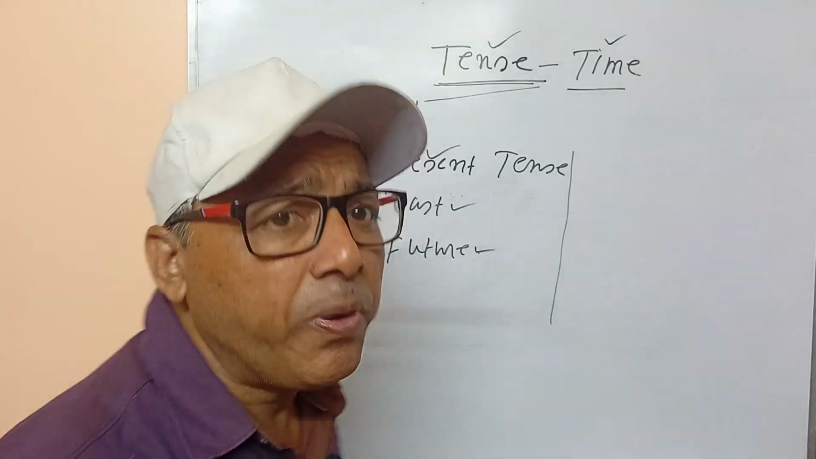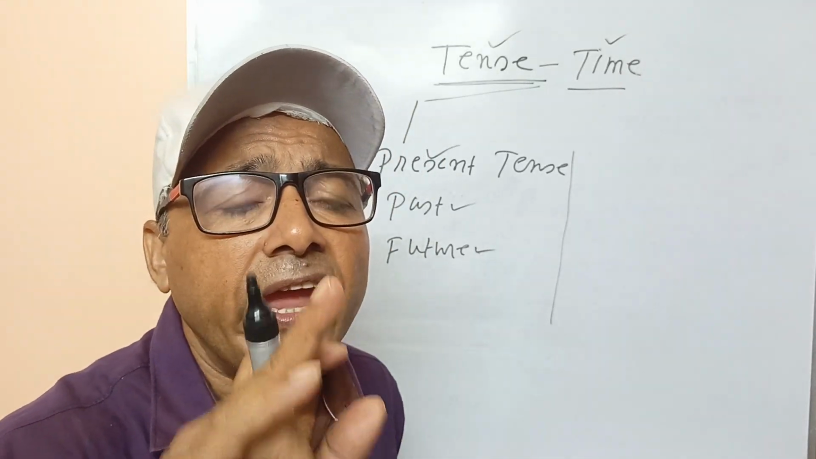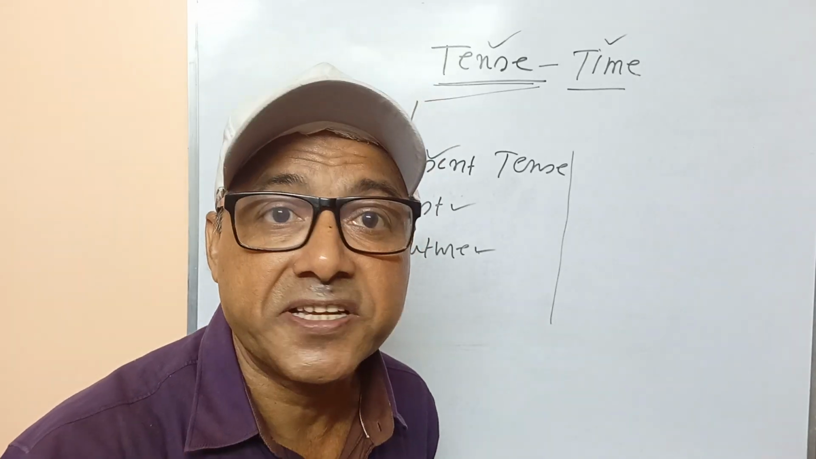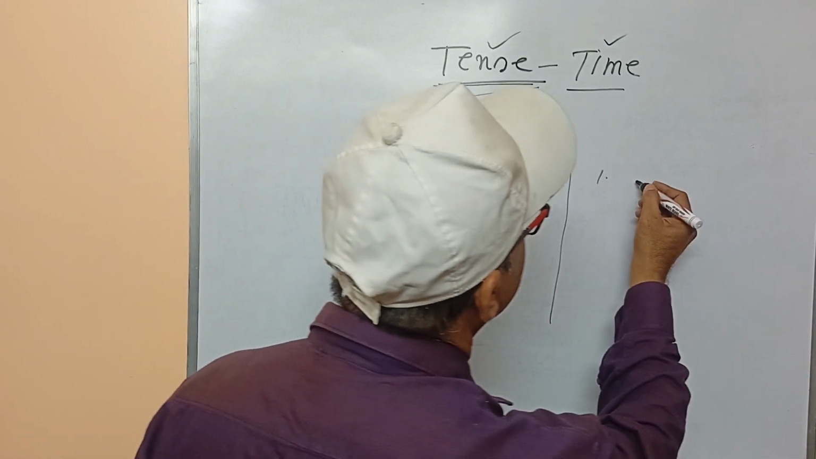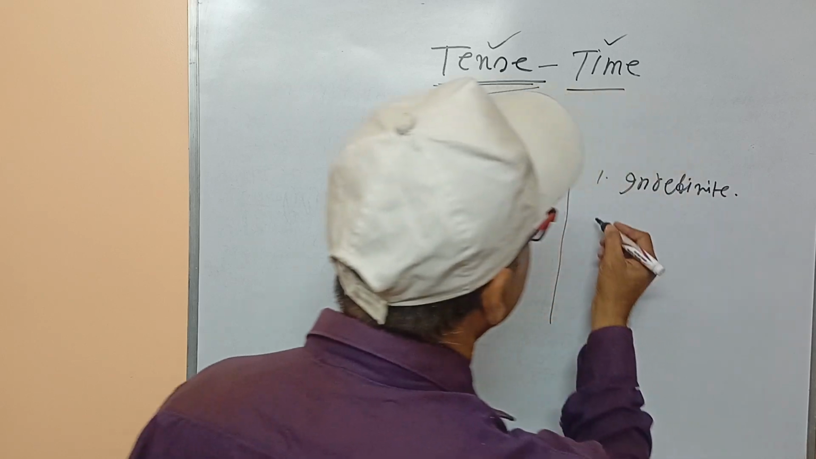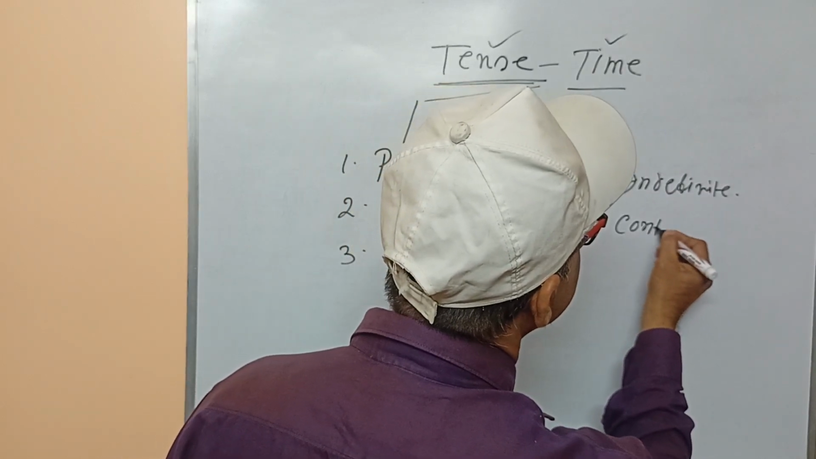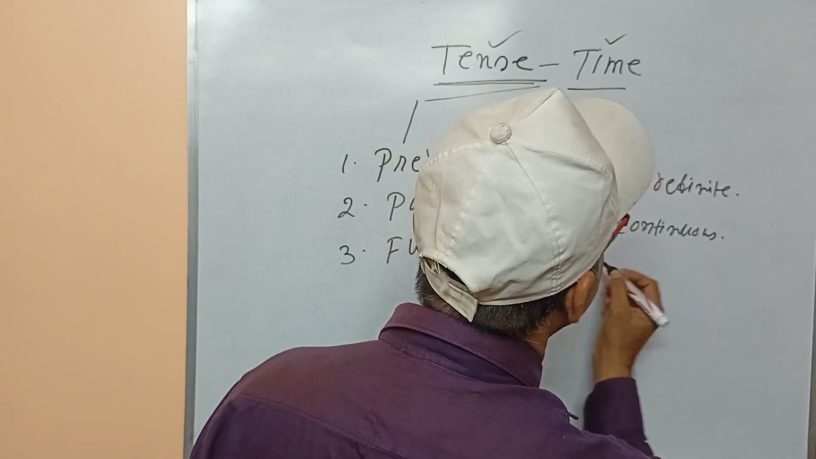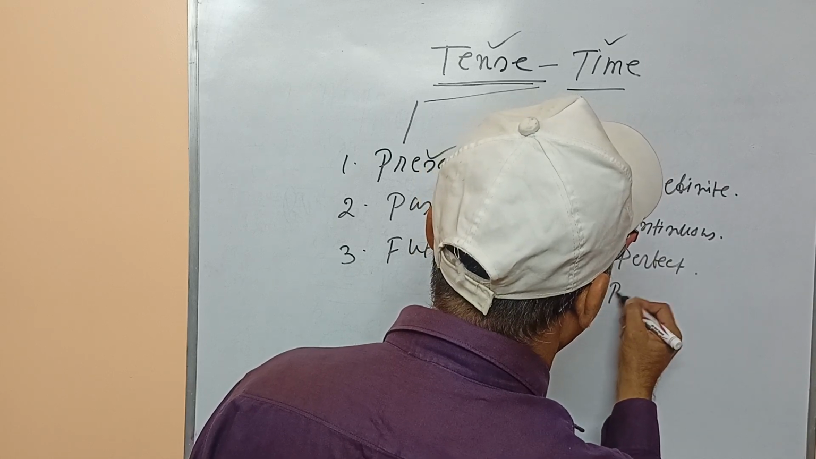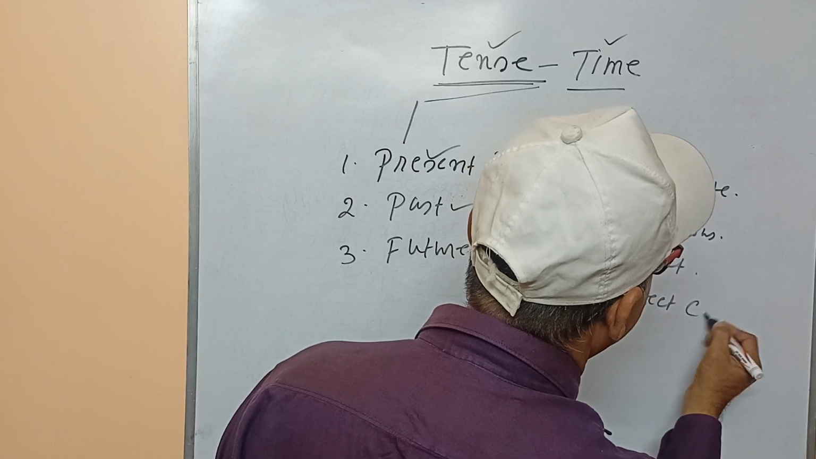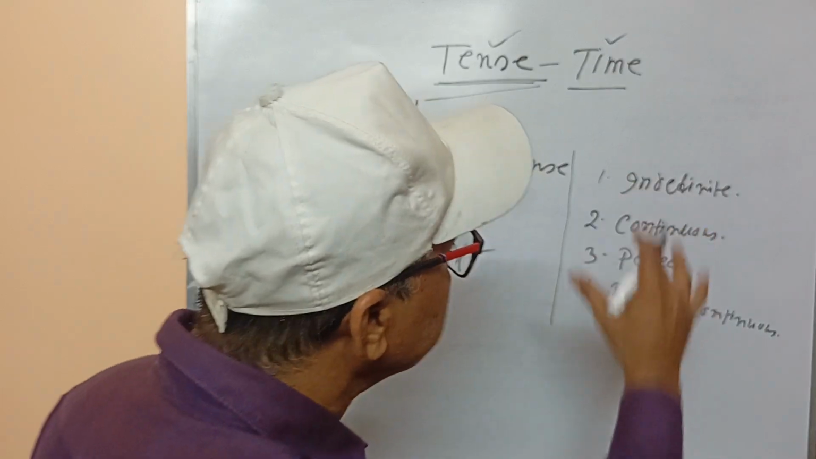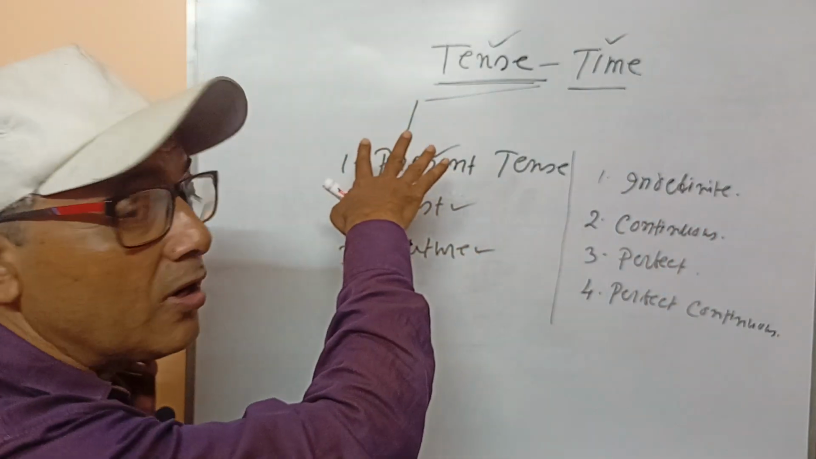Now we can divide all these tenses into another four classifications. What are these? One is indefinite, number two is continuous, number three is perfect, and number four is perfect continuous. Remember, perfect continuous. So these are the four classifications of all tenses.